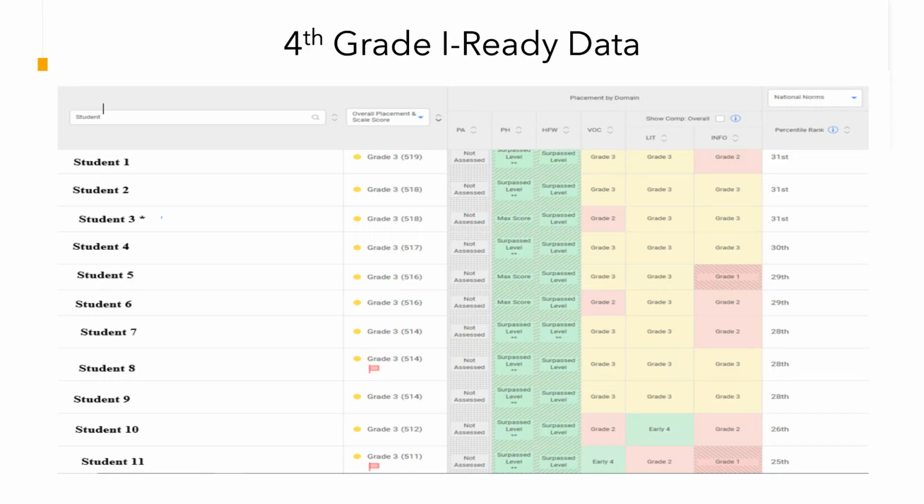Another thing that you can tell with this is the students that are here on the fourth grade level, they are a grade level behind as it relates to reading.